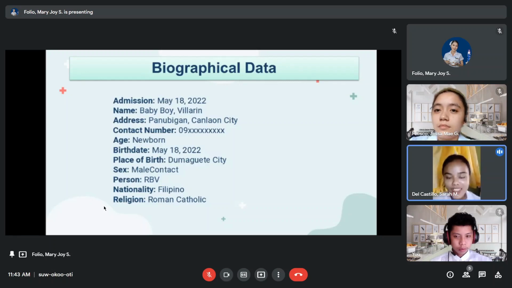And for the biographical data, the admission is May 18, 2022. Name is Baby Boy Villarin. Address is Panubigan, Canlaon City, and that is the contact number. And the age is newborn, and birthday is May 18, 2022. Place of birth is in Dumaguete City. Sex is male, and the contact person is RBV, nationality is Filipino, and the religion is Roman Catholic. So next slide, please.